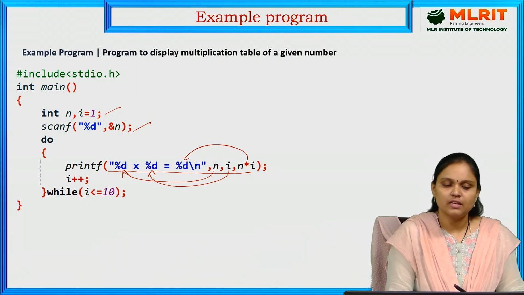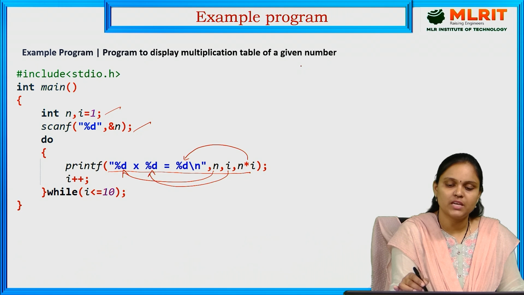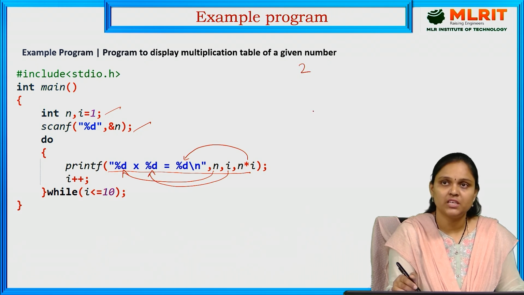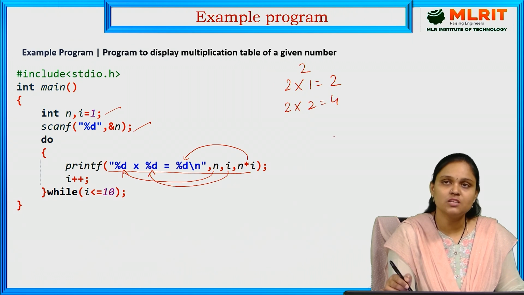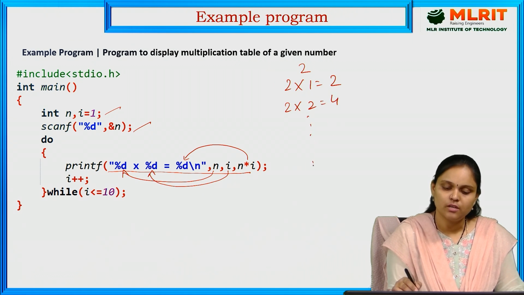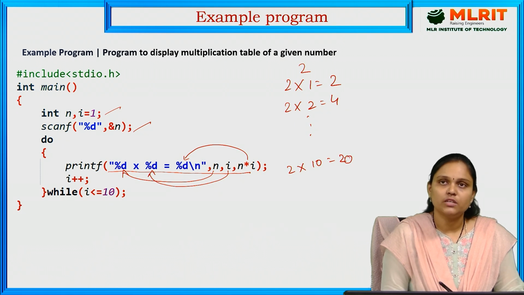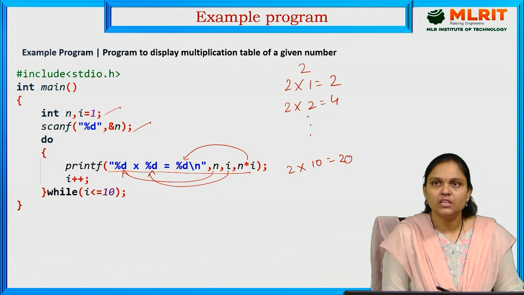For example, if we give the input as 2, we want the 2 multiplication table, that is 2 into 1 equals 2 and 2 into 2 equals 4. This is the output that we require, till 10. So 2 into 10 equals 20. This is the multiplication table we require, that is our task.